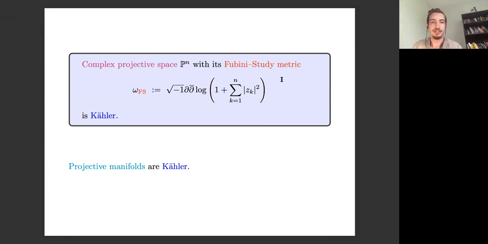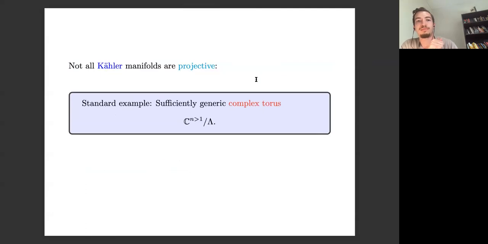I should mention that Pn is Kähler, and if I look in a certain affine chart of Pn, I can write the Fubini-Study metric on it in coordinates like this, given by dd bar of log of the sum of squares. Now, since submanifolds of Kähler manifolds are Kähler, I get that projective manifolds are automatically Kähler. Now, not all Kähler manifolds are projective.